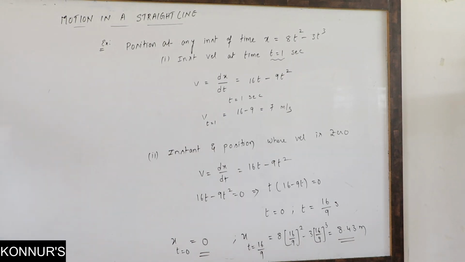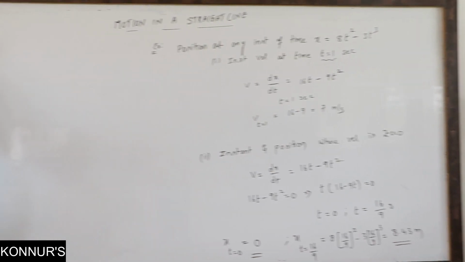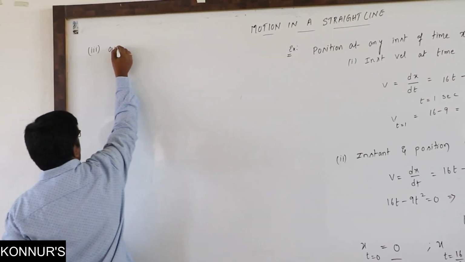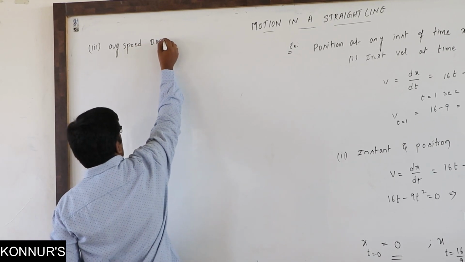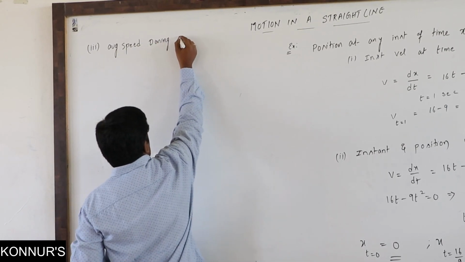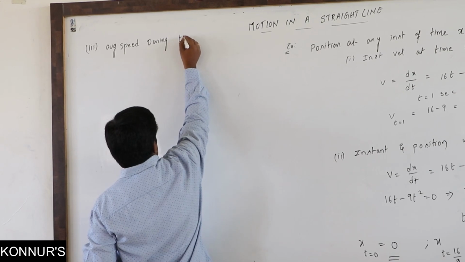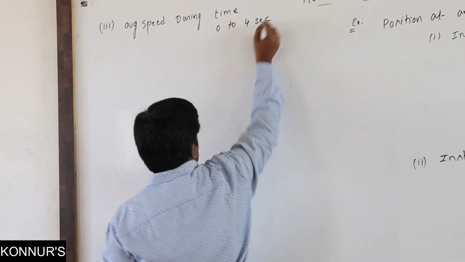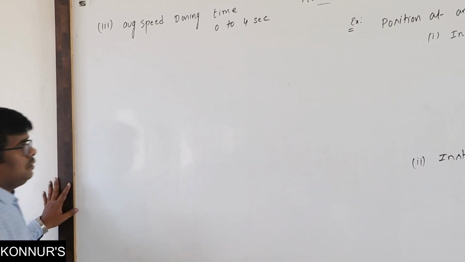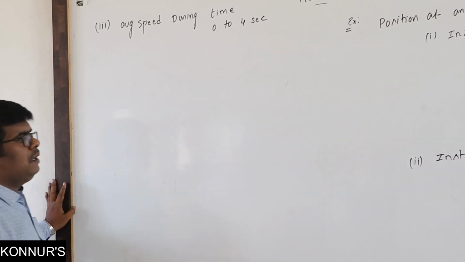Now the same will be continuing here. The third one is average speed during time 0 to 4 seconds.